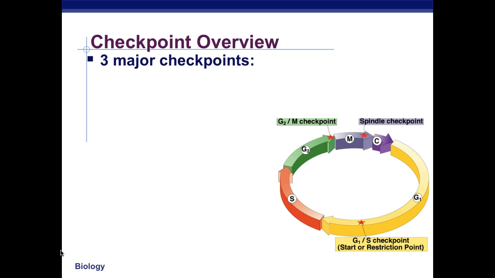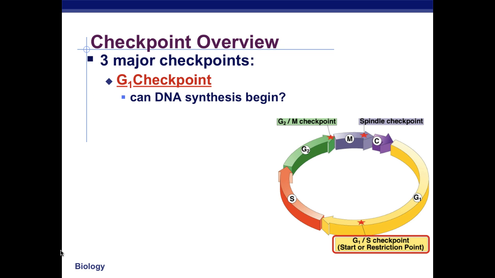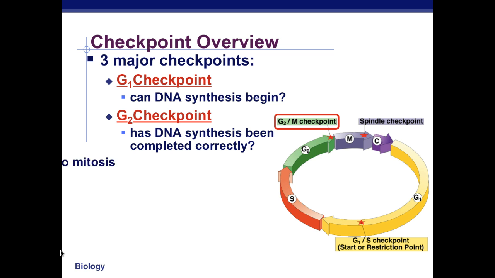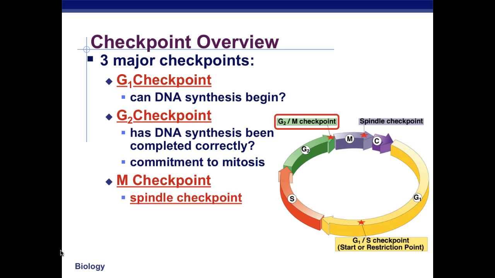In the checkpoint overview, there are three major key points: the G1 checkpoint, the G2 checkpoint, and the M or mitosis checkpoint. At the G1 checkpoint, the question is, can DNA synthesis begin? Has everything that needs to be completed in G1, the growth phase and gap phase, happened in order for the DNA to be replicated?